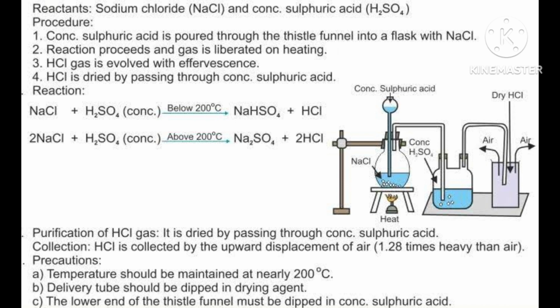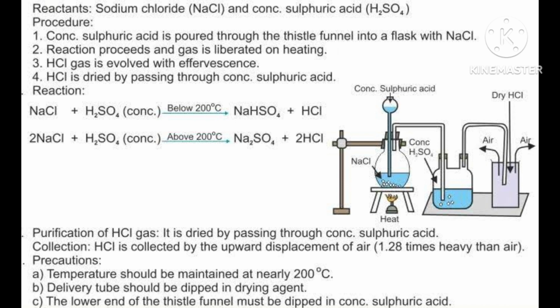It is a colorless and pungent smelling gas. HCl is actually a gas, but when it is dissolved in water, it is called hydrochloric acid.